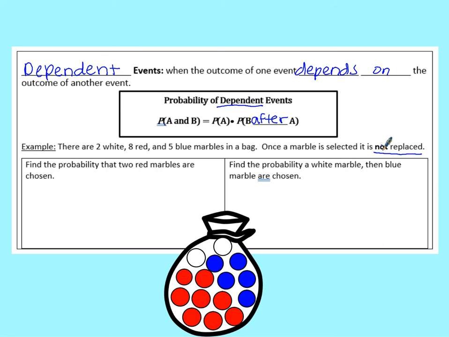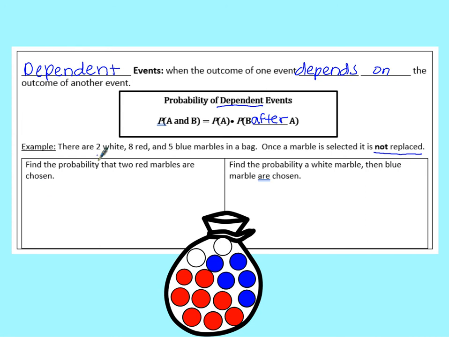So for that first one you're drawing out of that bag, you have all the marbles to choose from, but once one of them is pulled out, it's not replaced. So you have one less marble in that bag when you go and draw for the second one. So these depend on each other.